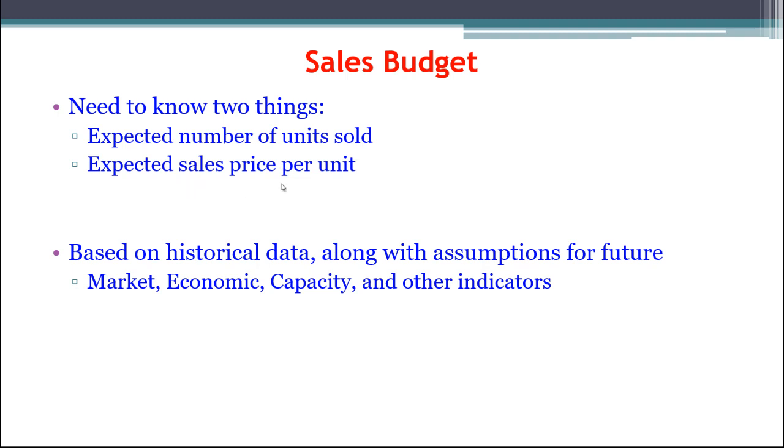You might determine whether you need to have a sale that period to generate more sales, a discount if you will. So all of this information is based on a lot of historical data and various assumptions for the future, because keep in mind this is a prediction of what we think we're going to see in the future. So we have to take a look at market data, economic data, capacity information, and a variety of other indicators.